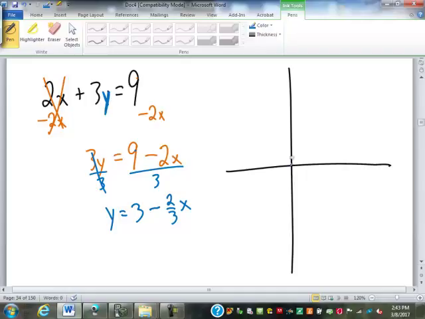Where do we start over here now on our graph? Positive 3. Very good. And then from there we go down 2 and over 3. Very good. So there's our second point. There is my line.